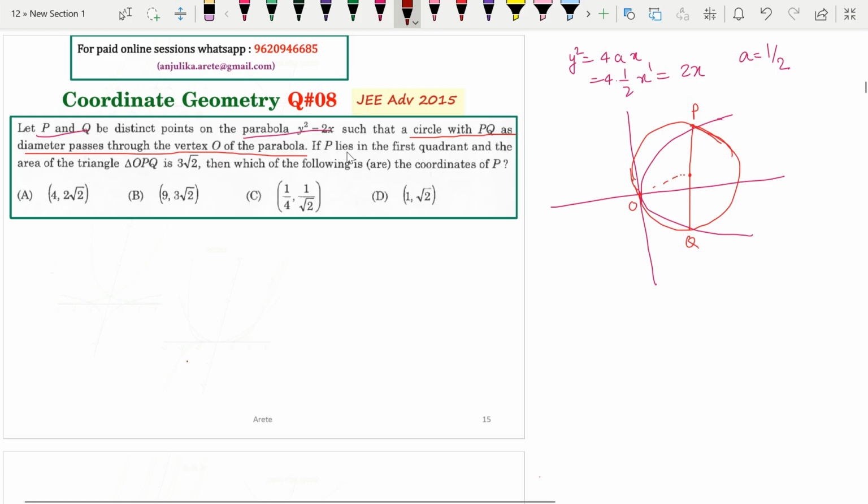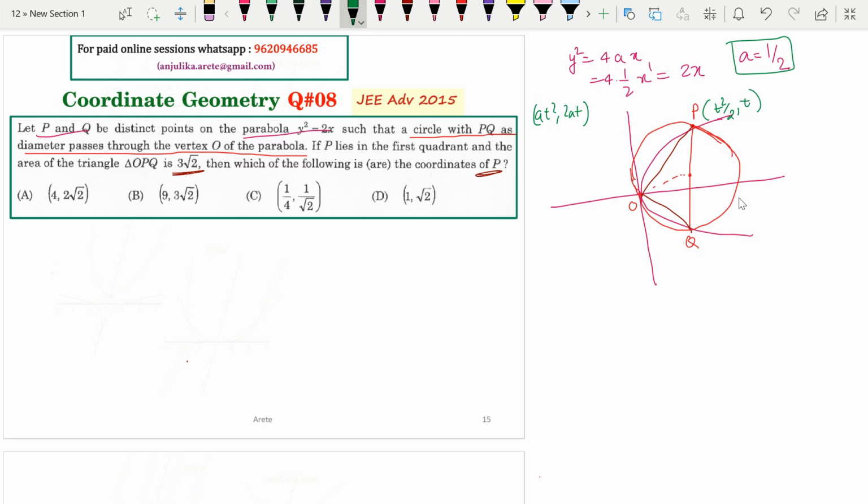Now they're saying that P is in the first quadrant, fine, and the area of the triangle OPQ, where is my OPQ? This triangle's area they have given you, and then they are saying which of the following are coordinates of P. So what do we do? Number one thing, assume coordinates for P. That's the parametric form (at squared, 2at). The a value just now said is half. So how should it look? (t squared by 2, t).